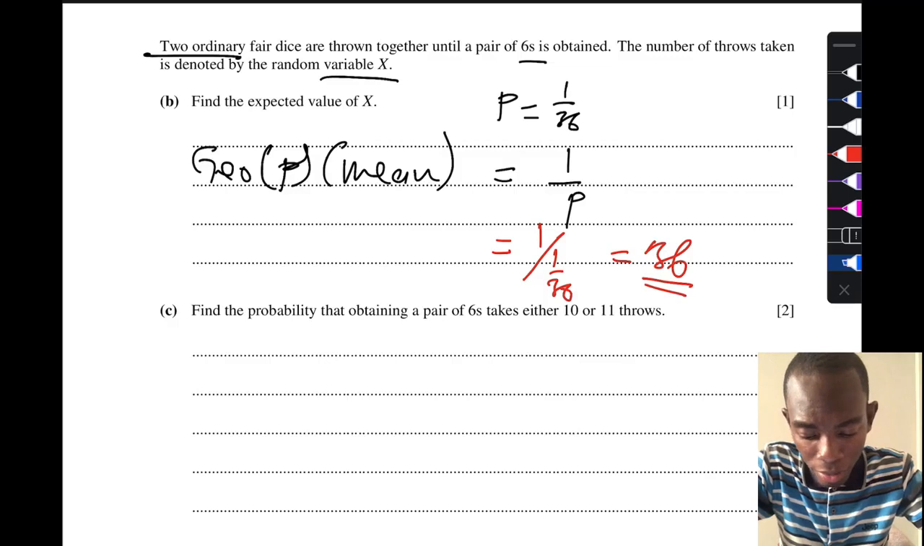Now the question goes ahead to say, find the probability that obtaining a pair of 6 takes either 10 or 11 throws. Now in probability, when you hear 'or', you are going to add. Keep that in mind.